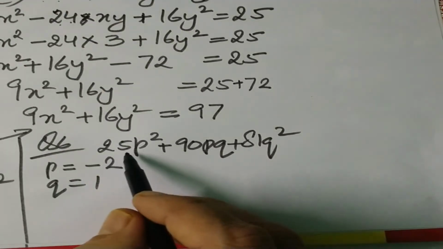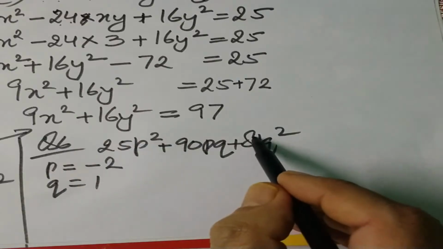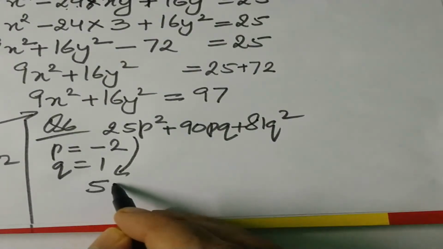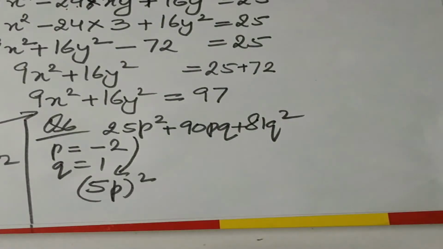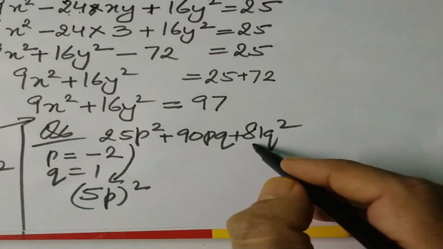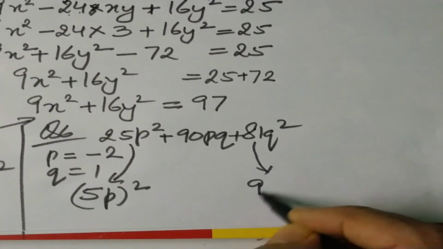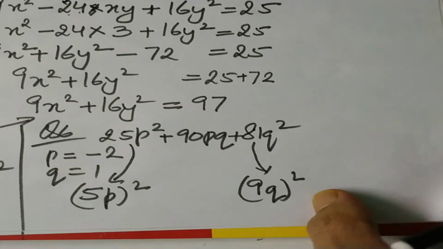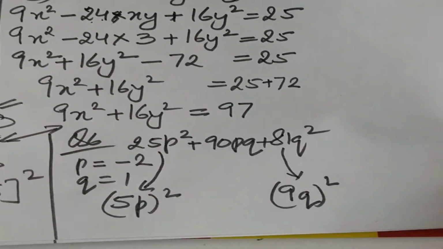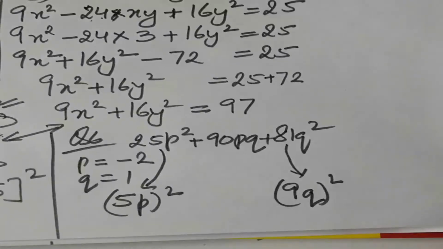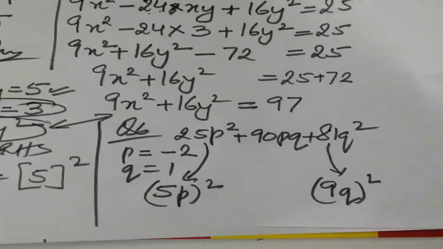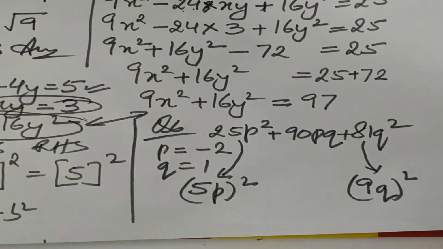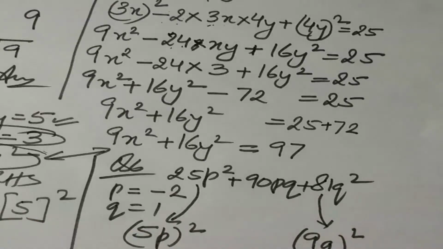Now in this there are two numbers 25 and 81 which are square numbers. So I will convert them into whole square. So it will become 5p square. Square root I am doing. And this 81 will be written as 9q square. I have converted the numbers into whole square. Got it? Now what will come in between the numbers?